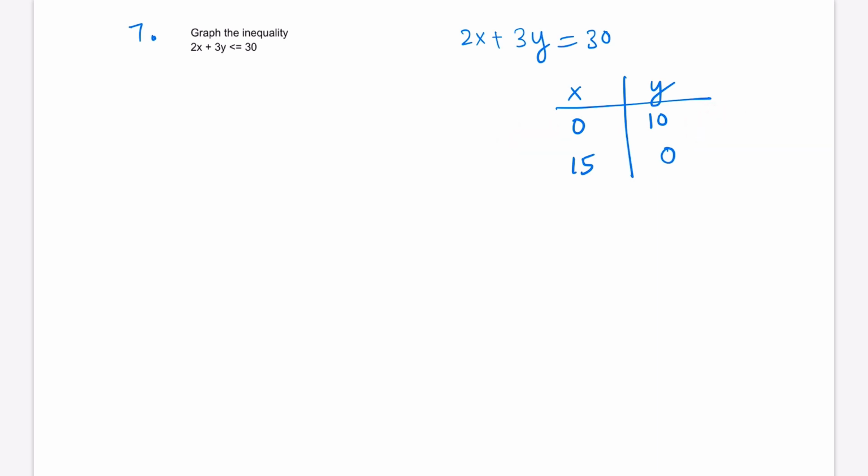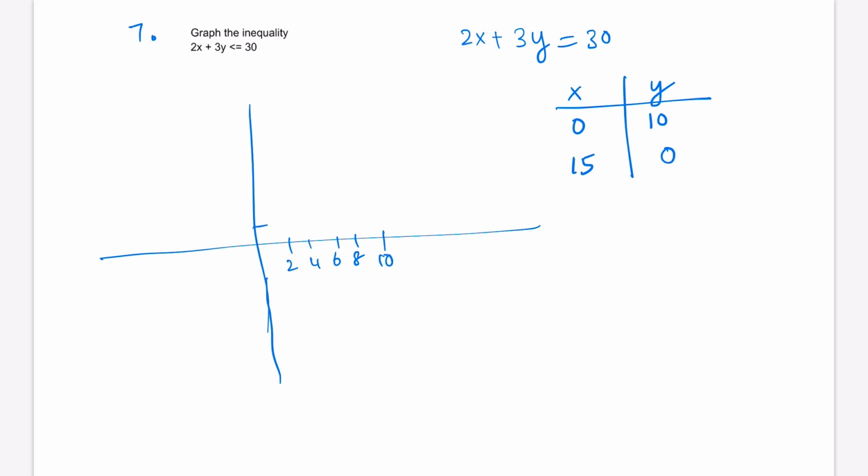Now that it's a less than or equal to sign, let's draw this graph. I don't have a graph sheet, but let me try to do the best. Let me scale this as 2, 4, 6, 8, 10. Let me scale this 1, 2, 3, 4, 5, 6, 7, 8. So that brings us to 2, 4, 6, 8, 10, 12, 14, 16. All right, so I graphed it, spaced out in the scale of 2.